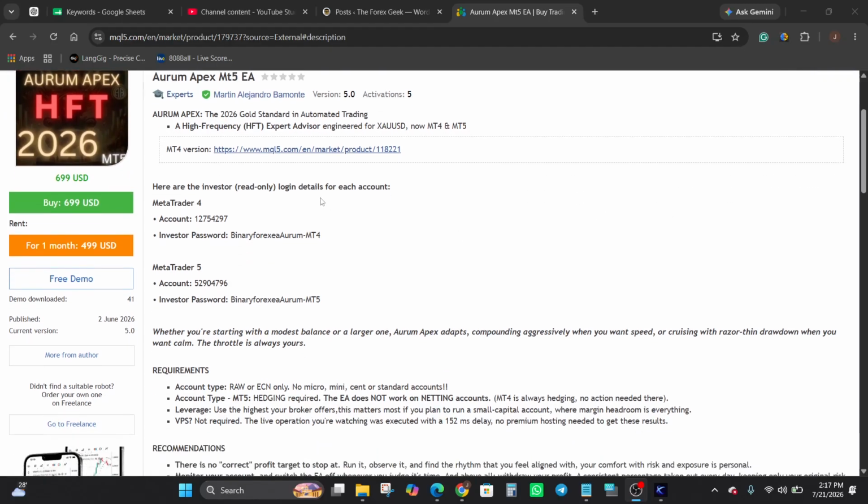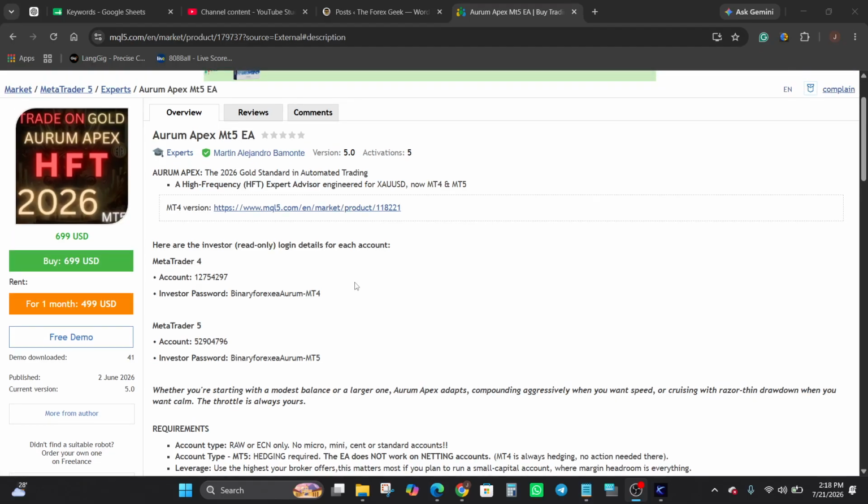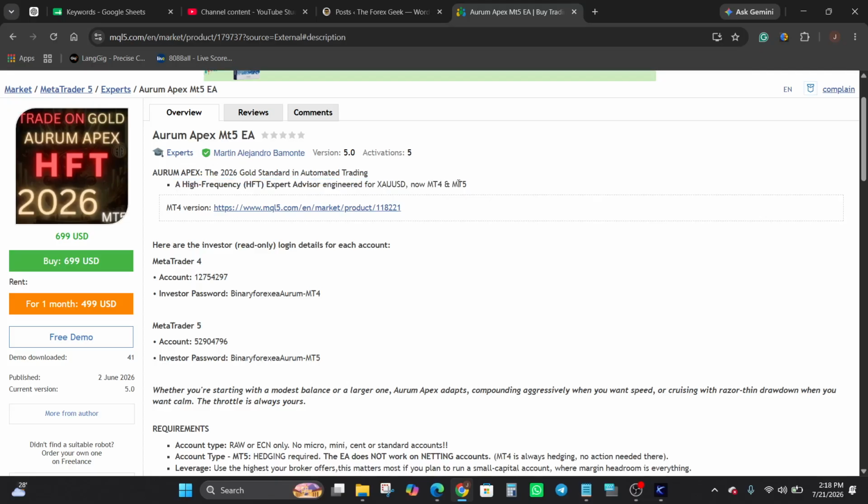So looking at the MQL5 Marketplace listing, Aurum Apex EA is developed by Martin Alejandro Bamonte. The software is listed at a purchase price of $699 with a monthly rental option available at $499. Now, according to the developer's notes, Aurum Apex EA is engineered as a high frequency or HFT automated system specifically for trading gold or XAUUSD on both MT4 and MT5.